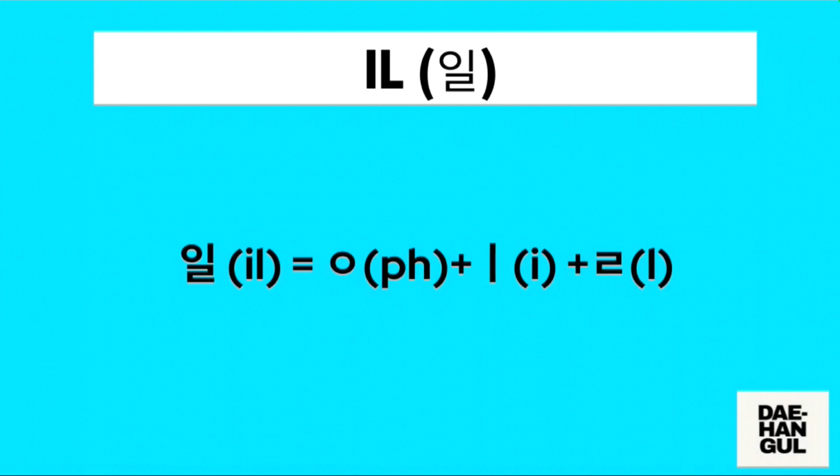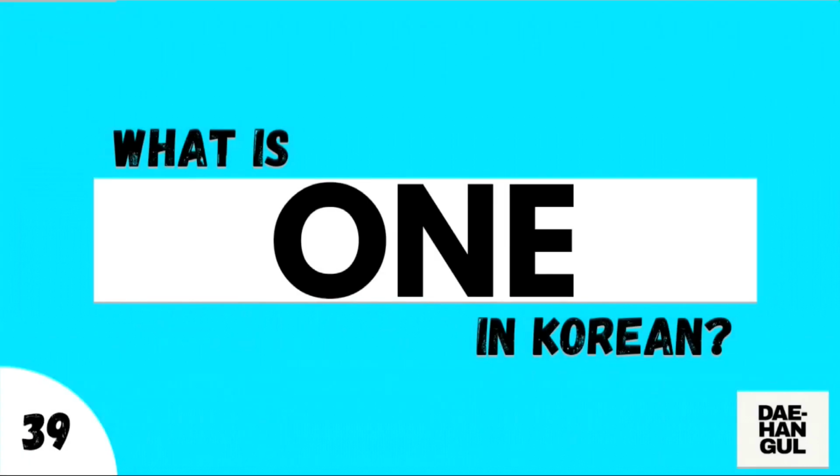How do we write il in Hangul? This is composed of just 3 characters. The first character is an ieung character, followed by an i character, followed by a rieul character. And then we just need to combine them to form the Hangul of the word il. And with that, you already know what is one in Korean.